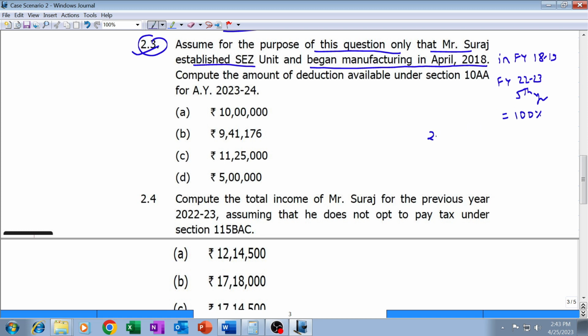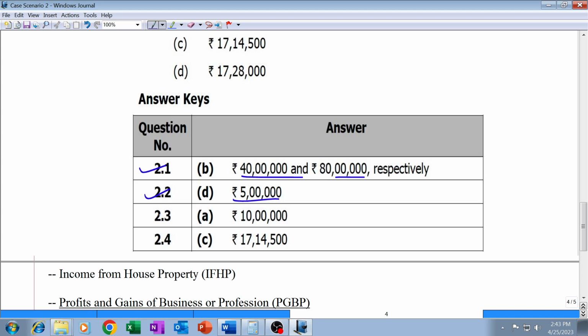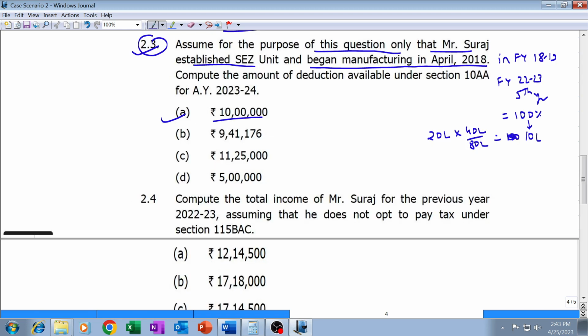Eligible profit is 20 lakh into 40 divided by 80. We know pretty well eligible profit is 10 lakhs. 10 lakh into 100%, deduction will be 10 lakh. A. Let's check the institute's answer. The institute's answer is also A, 10 lakh. Our answer is correct. Now 2.4, compute the total income.